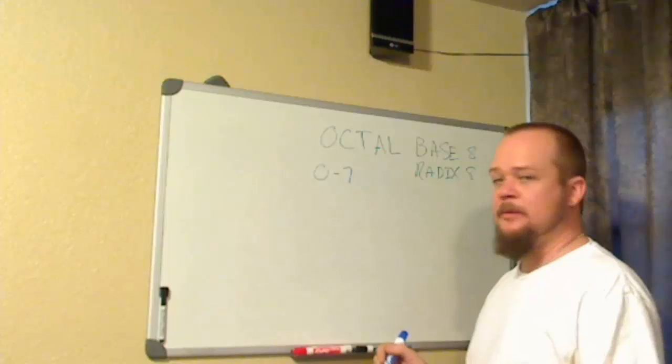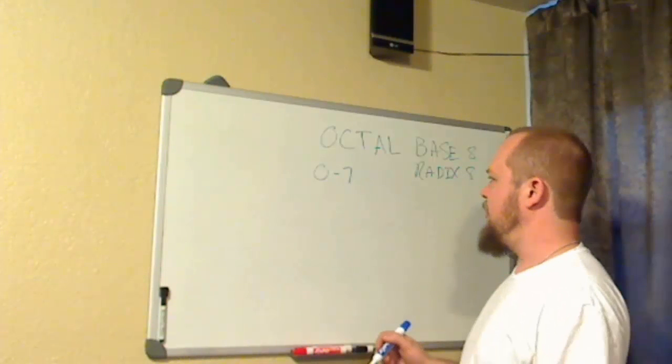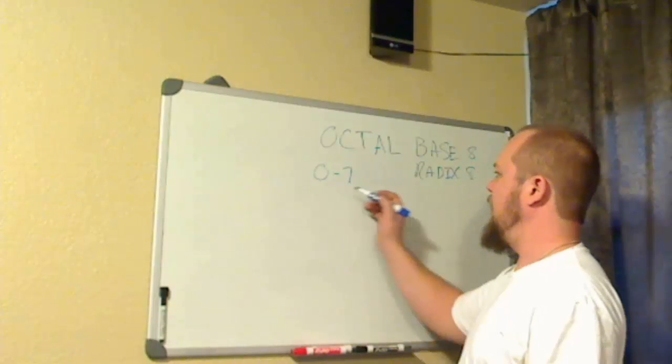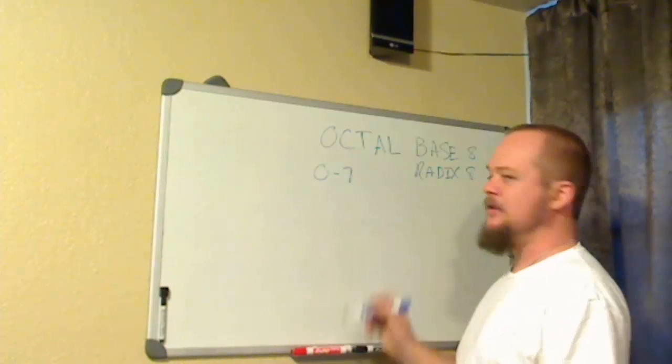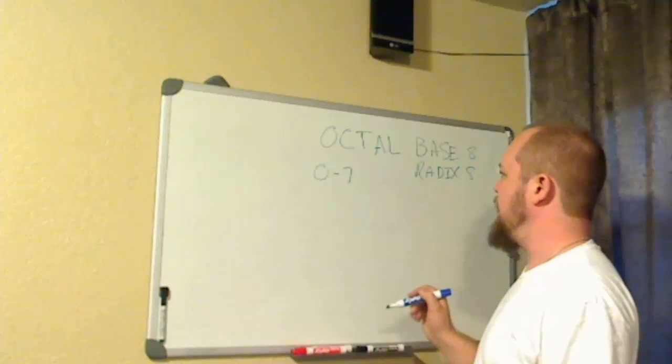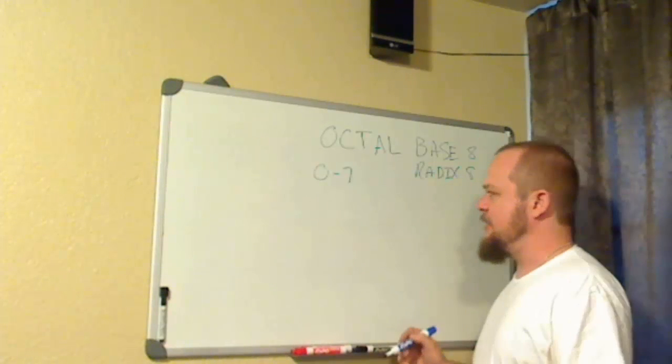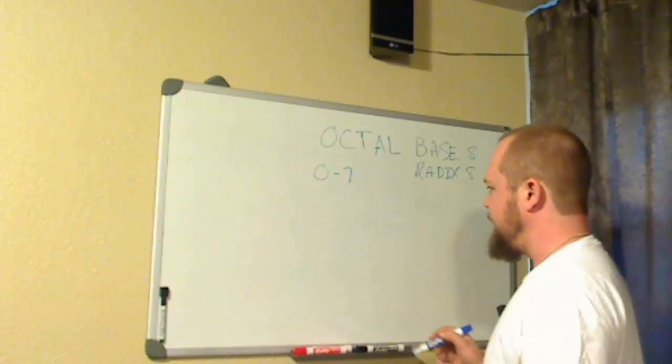The base of a number system is always determined by the number of unique characters used to represent a value. In this case, 0 through 7 equals 8 unique characters. So this is octal, a base 8 number system. Let's go ahead and take a look at a number.